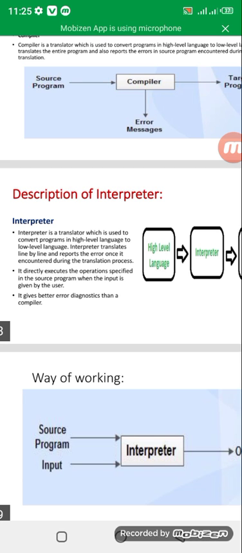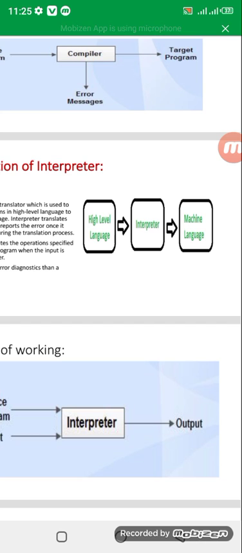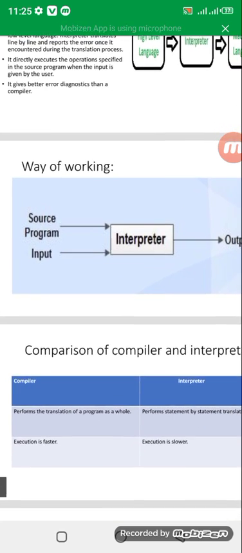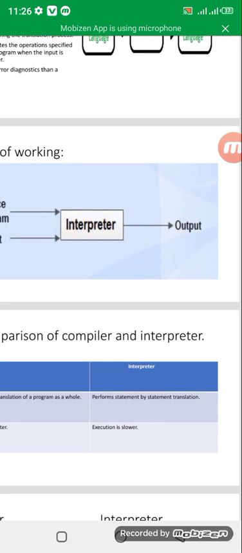Interpreters translate line by line and report an error once it is encountered during the translation process, like a compiler. It directly executes the operation specified in the source program when input is given by the user. It gives better error diagnostics than a compiler, meaning it has better qualities as a type of translator. You can see here that a high-level language program is given to the interpreter, which has the ability to convert it into machine language. Now the way of working: the interpreter receives input from the source program, then converts it into an output.